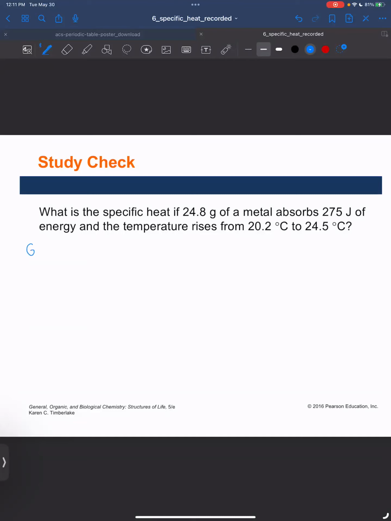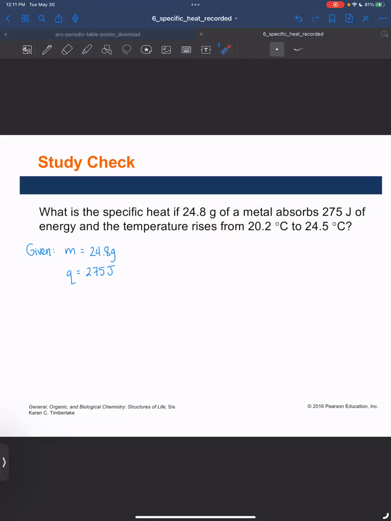So let's write our given. So we have mass of the metal is equal to 24.8 grams. It says it absorbs 275 joules. So when I see units of joules or calories, I know we're talking about heat energy. So 275 joules. And the temperature rises, and it's really important to read this carefully so you can determine what is TF and what is TI.